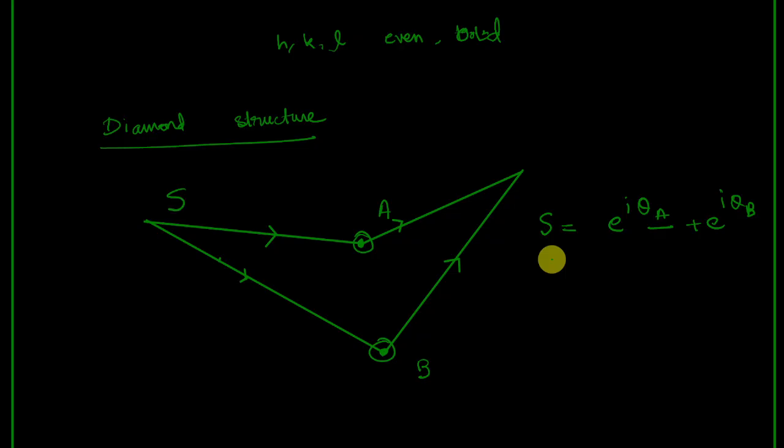Let's say this is the source, and this is maybe the screen, or maybe some other point, let's say O. So theta A is the phase the light gets by passing through S-A-O, and theta B is the phase from passing through S-B-O. So we are assuming that these two terms have the same amplitude, because the atoms will diffract the light in the same way, but in reality that is not true.